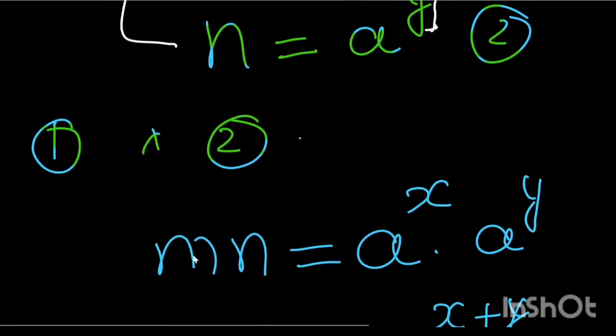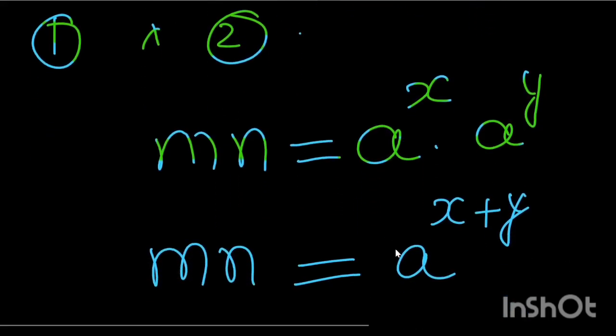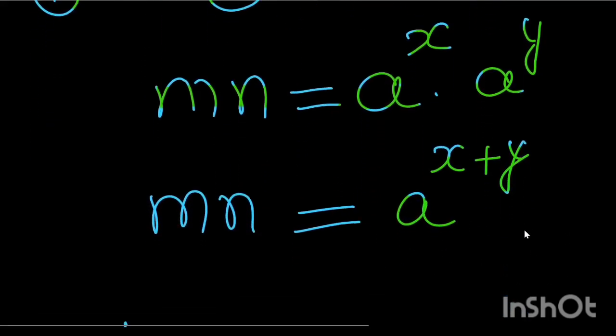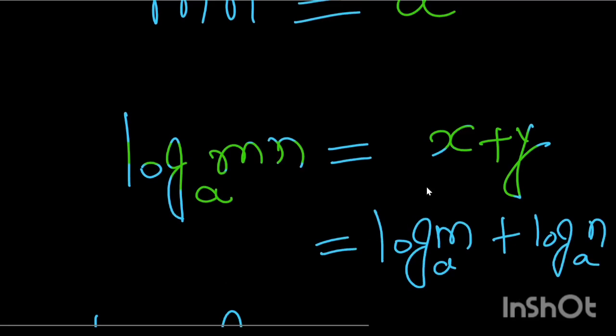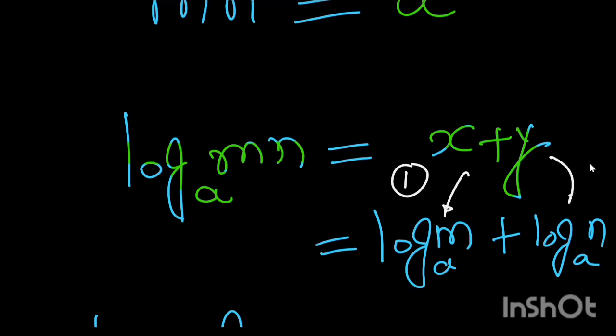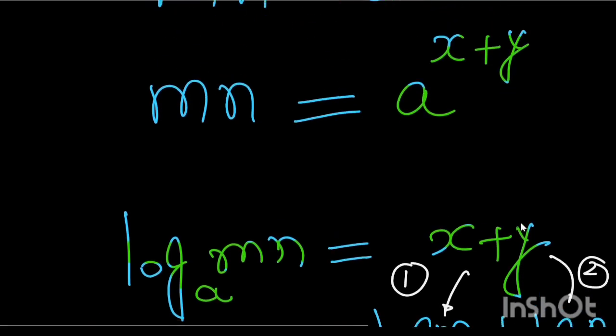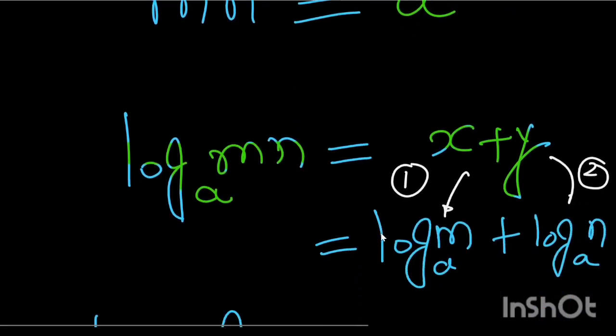So you will get mn equals a to the power x into a to the power y. Using the property of exponents, it becomes a to the power x plus y. Now converting this to logarithmic form, we can write log mn base a as x plus y. Now x plus y, we know from the first, is log m, and from the second it is log n, and that's how it is proved, guys.